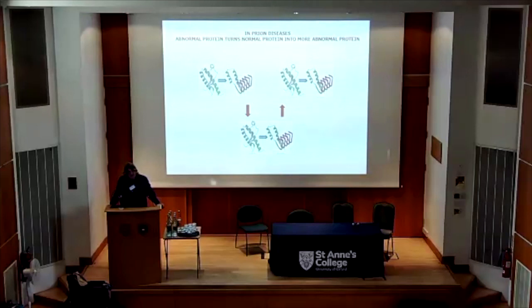But what is interesting is that in prion diseases, there is a particular mechanism that goes on in the disease. Once the abnormal prion protein is formed, it interacts with the normal protein and produces more of the abnormal protein. And it goes on to amplify and increase the amount of abnormal protein that's deposited. This is the disease process.